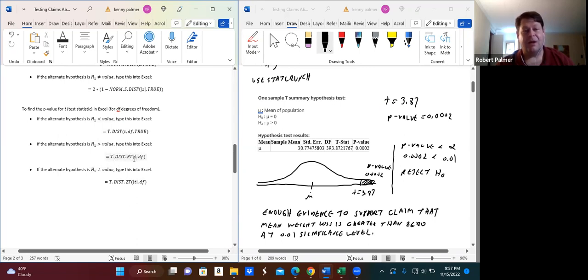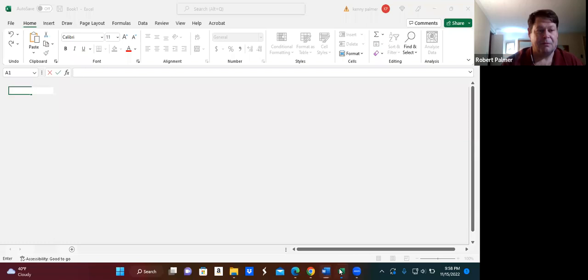t.dist.rt, and then what we input is our t statistic, which is 3.87, and our degrees of freedom, which is 39, since our sample size was 40. Let's do that in Excel, show that we get the same thing.